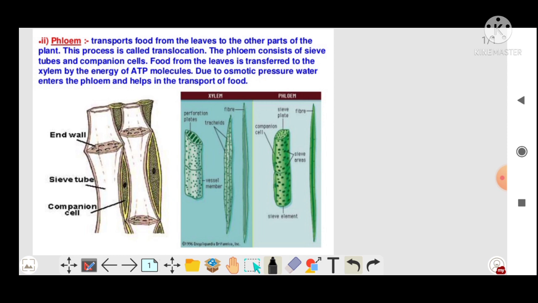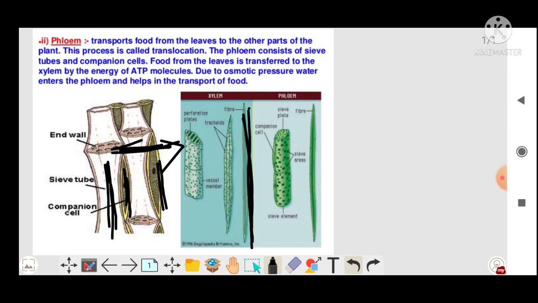Now, phloem consists of sieve tube, this is called sieve tube, and companion cells, and this one is companion cells. And this is called sieve plate, and some sort of phloem fiber. These four are the parts of phloem. Now this is the phloem fiber.